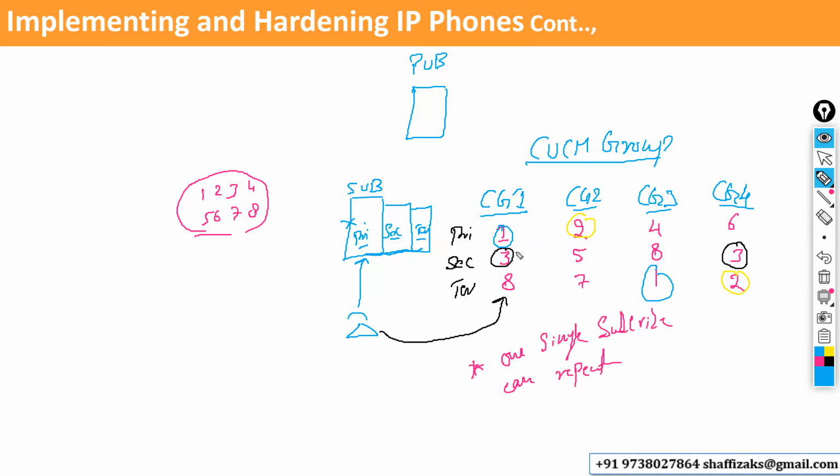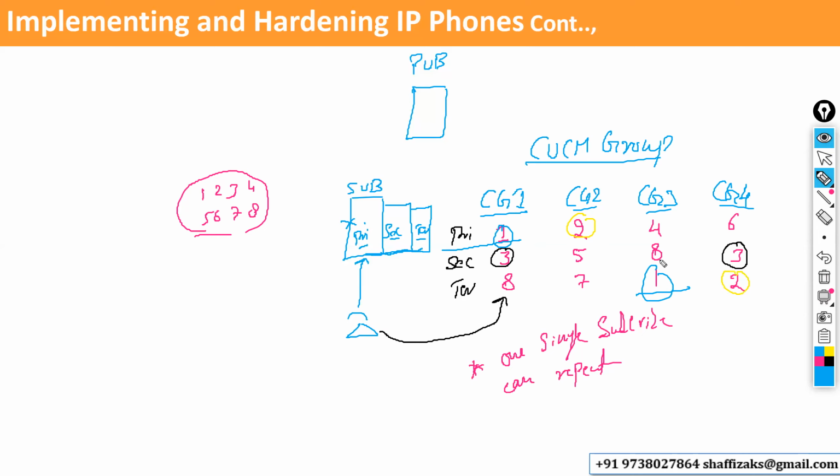If I want to take 3 servers in each of 4 groups, 4 times 3 is 12. But how many subscribers do we have? Only 8. We don't have 12 subscribers here. So see, subscriber 1 in this group is acting as a primary, but in this group it is acting as a tertiary, as a backup, not as an active.